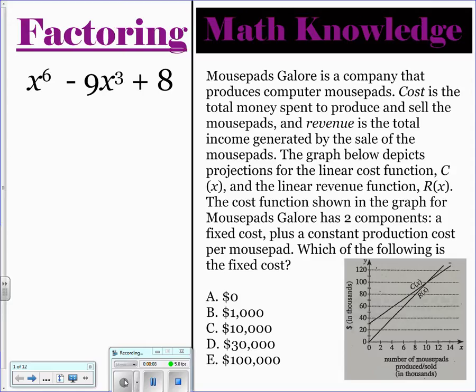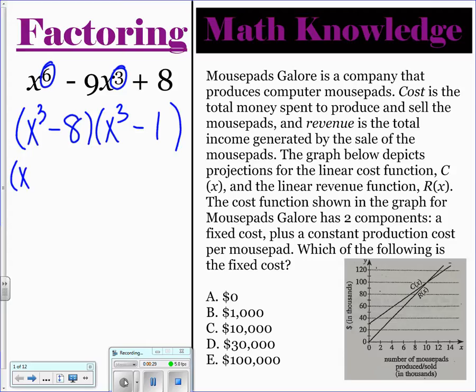So for this factoring, you're going to factor it very similar to an x squared minus 9x plus 8, but you're going to have to use an x cubed because you have a 6 and a 3 here. So you're going to do minus 8 and then minus 1. Now both of those will factor further because they are differences of cubes.